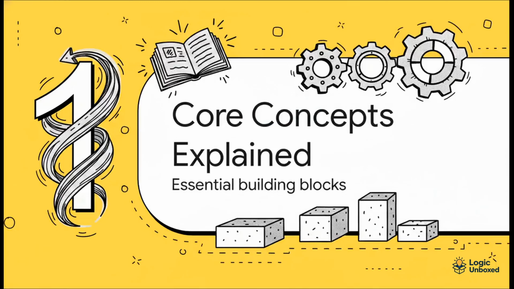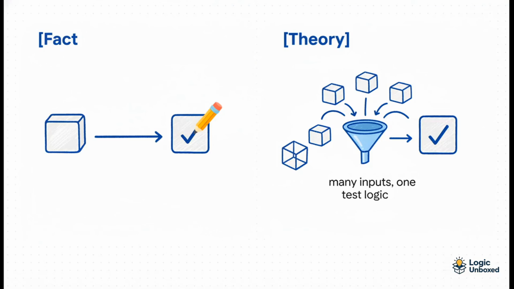Okay, so we've covered the why. Now let's get into the how. We're going to break down the core concepts, the absolute building blocks you need to know to write your very first xUnit test. You're going to see two main attributes on your tests, Fact and Theory. A Fact is just a simple, straightforward test. It doesn't take any inputs, like checking if 1 + 1 = 2.